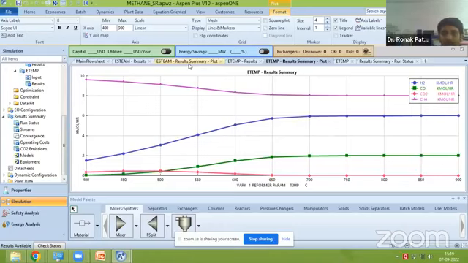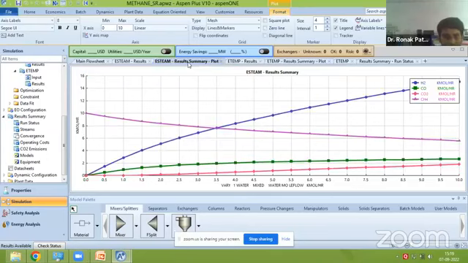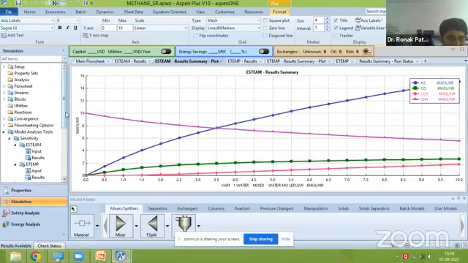Similar thing I have done for the steam to carbon molar ratio. In a sensitivity, again, I will show you.